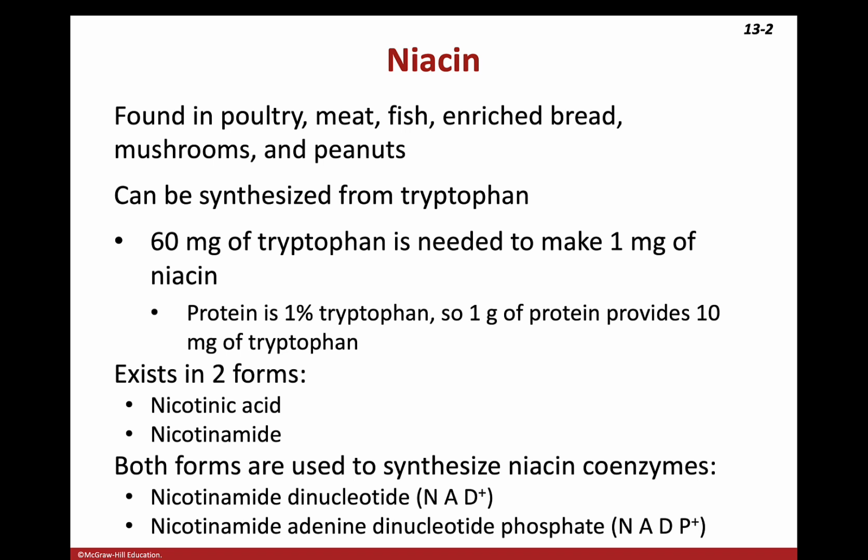Niacin actually exists in two forms, nicotinic acid and nicotinamide. Both forms are used to synthesize niacin coenzymes. Previously, we talked about nicotinamide adenine dinucleotide, or NAD+, and another one would be nicotinamide adenine dinucleotide phosphate, or NADP+. We looked especially at NAD+ in the role that it plays in glucose oxidation.